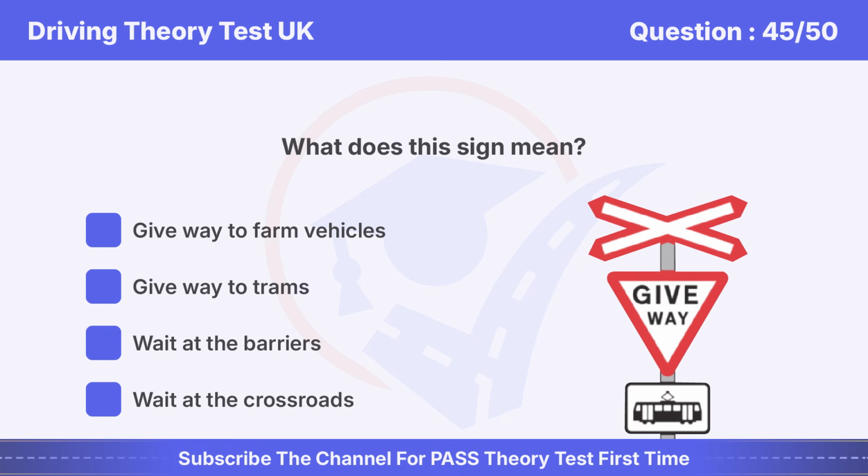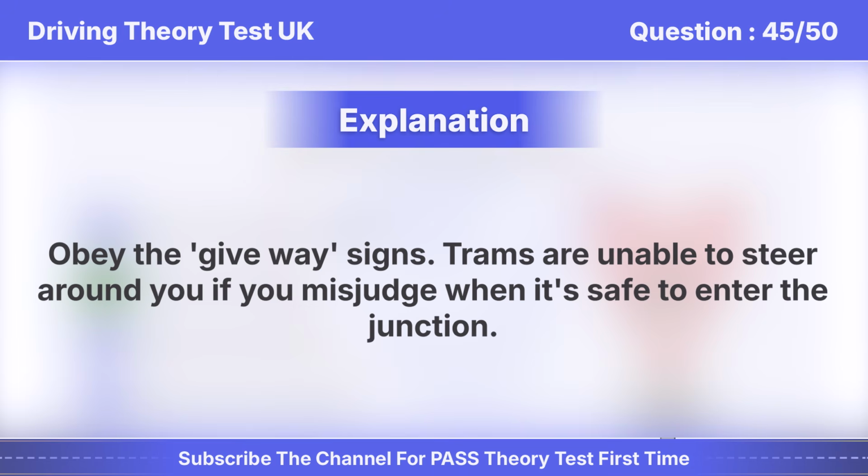Question 45. What does this sign mean? Answer is B. Give way to trams. Obey the give way signs. Trams are unable to steer around you if you misjudge when it's safe to enter the junction.